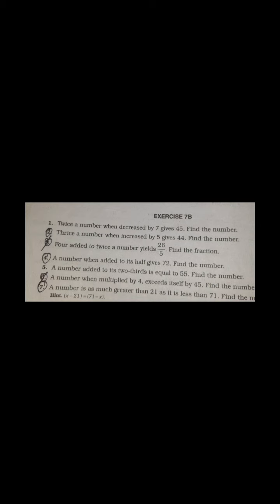Now let's read the next question, that is question number 3. 4 added to twice a number yields 26 upon 5. Find the number. Now we don't know which number it is. Twice a number means 2x, right? 4 added to twice a number. So 2x plus 4 is equal to 26 upon 5.